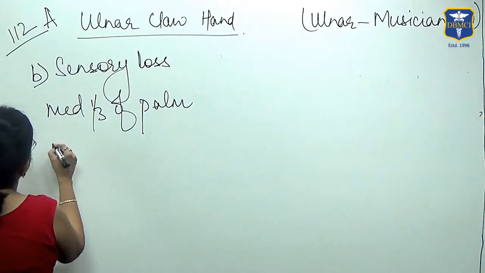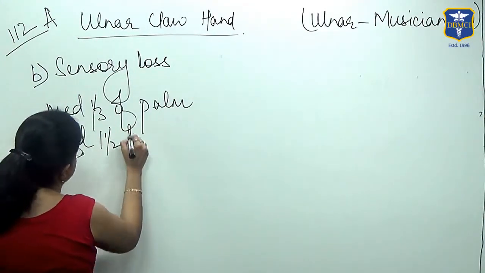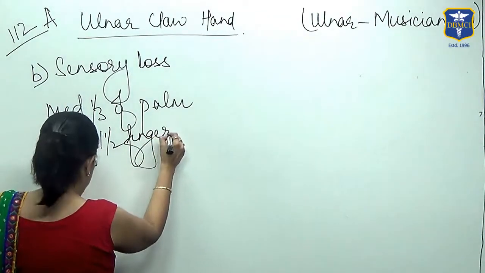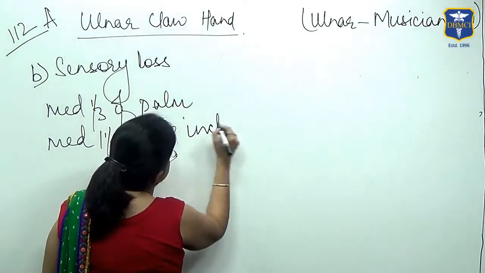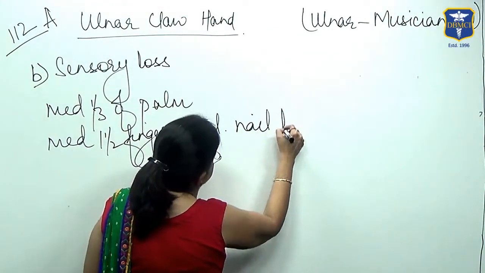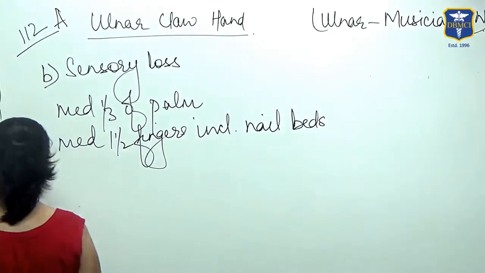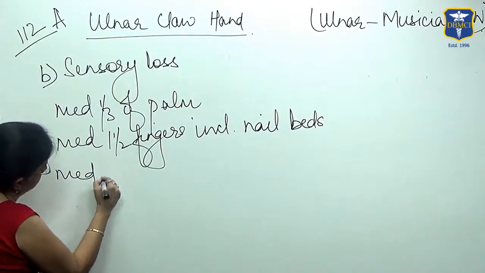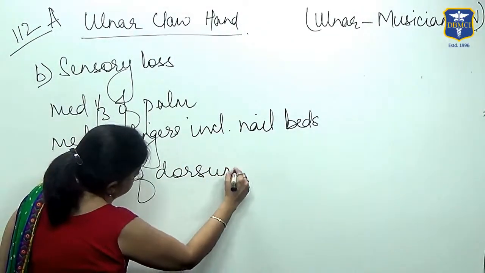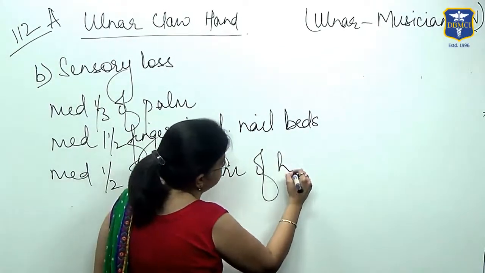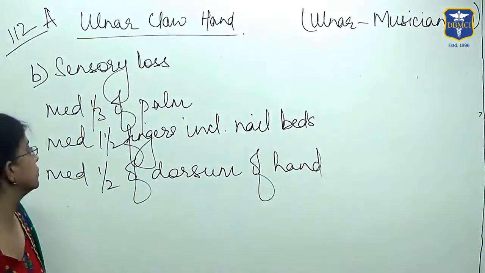and the medial 1.5 fingers, including the nail beds, and the distal phalanges, and then the medial half of the dorsum of the hand. I have already explained this to you with the help of a diagram in one of the previous questions.